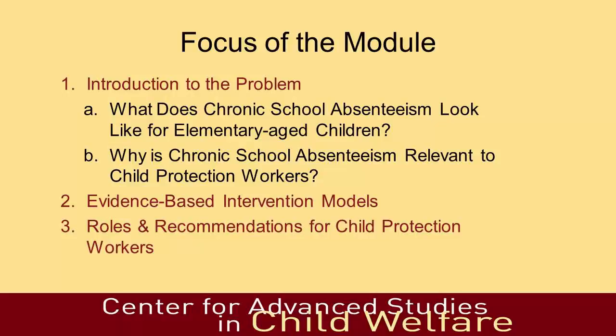This module provides an overview of chronic school absenteeism in elementary-aged children, discusses its relevance to child protection work, presents evidence-based models for intervening in chronic school absenteeism in younger children, and provides specific recommendations for roles and actions child protection workers should take in order to support families who are experiencing challenges in getting their young children to school on a consistent basis.